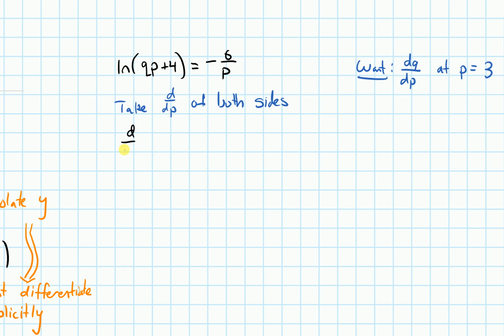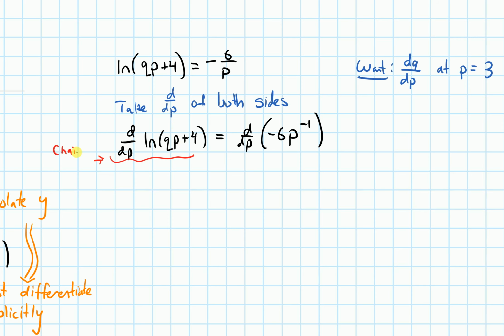All right, so we'll have d/dp of ln of qp plus 4, so the derivative of the left, equals d/dp of the right. To take the derivative of the right, it's going to be helpful to rewrite it as minus 6p to the negative 1. So in other words, what I've done is I've brought that p up to the numerator. Okay, because now I'm going to get to use the power rule. All right, so on the left, I have ln of some stuff. So I need chain rule for this. Because I don't just have ln of p, I have ln of some stuff.